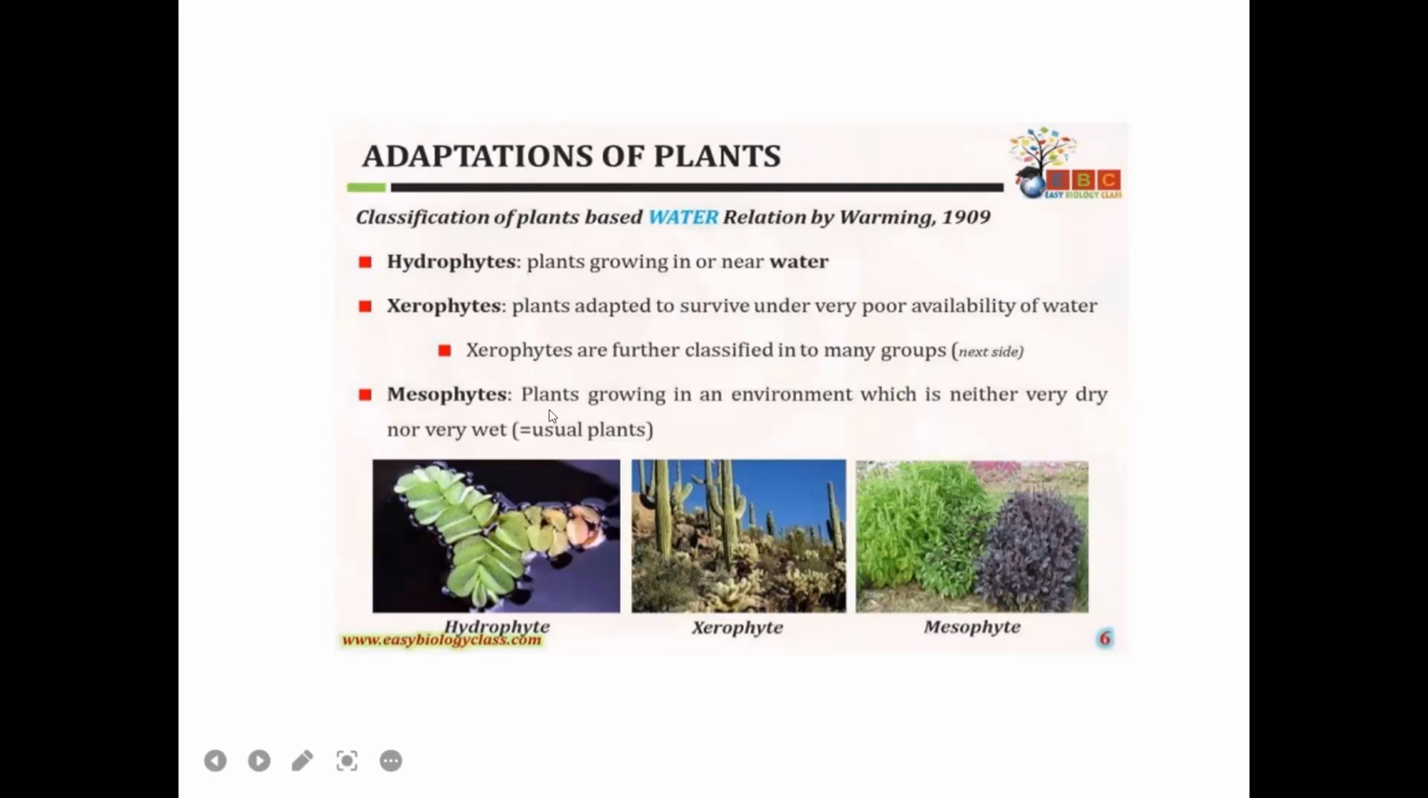That is, the plants which grow in dry habitats are called xerophytes. Xerophytes are further classified into many groups. Based on the different substrata in dry areas, they are classified into different types.